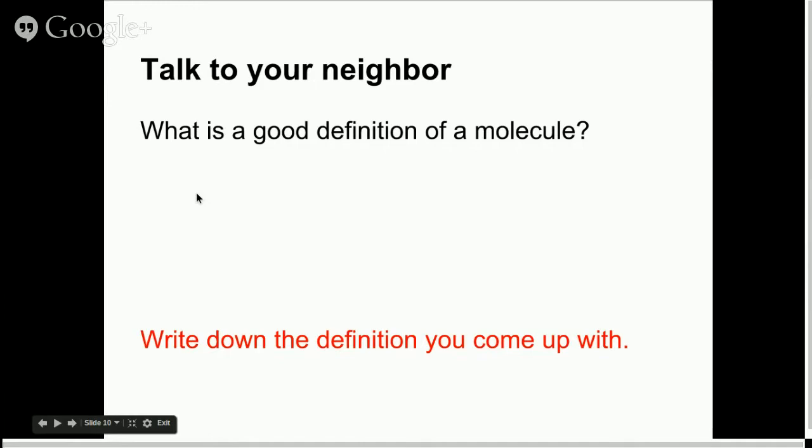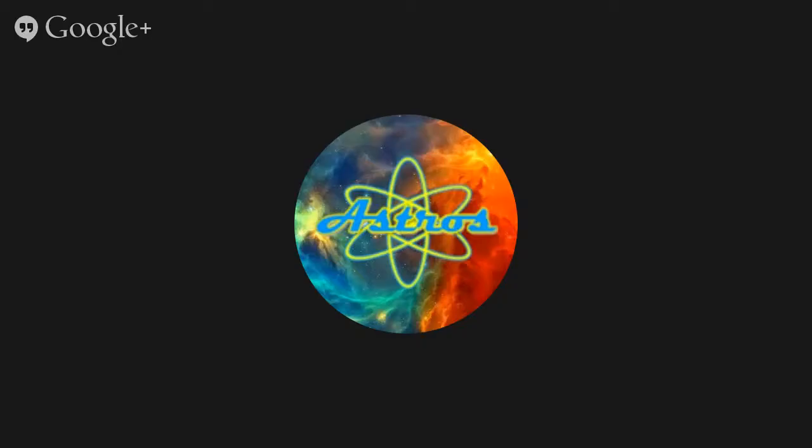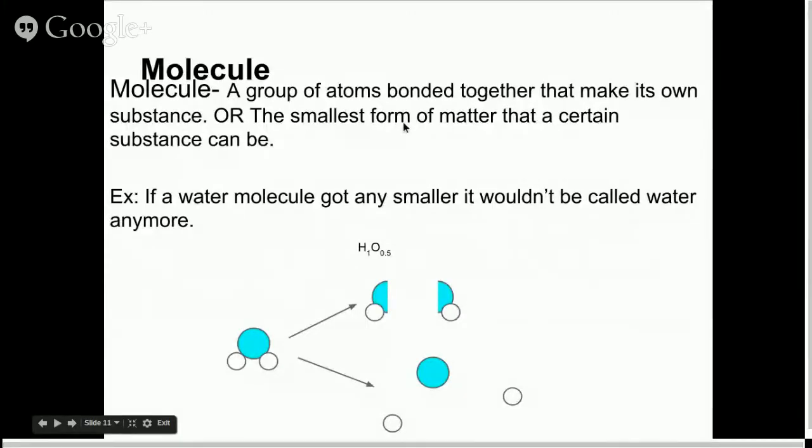All right, here are the ones I came up with. A molecule is a group of atoms, so the smaller ones, bonded together to make its own substance. Or you could also say the smallest form of matter that a certain substance can be. Well, I like the second one better. So a water molecule cannot get any smaller or it's not water anymore.